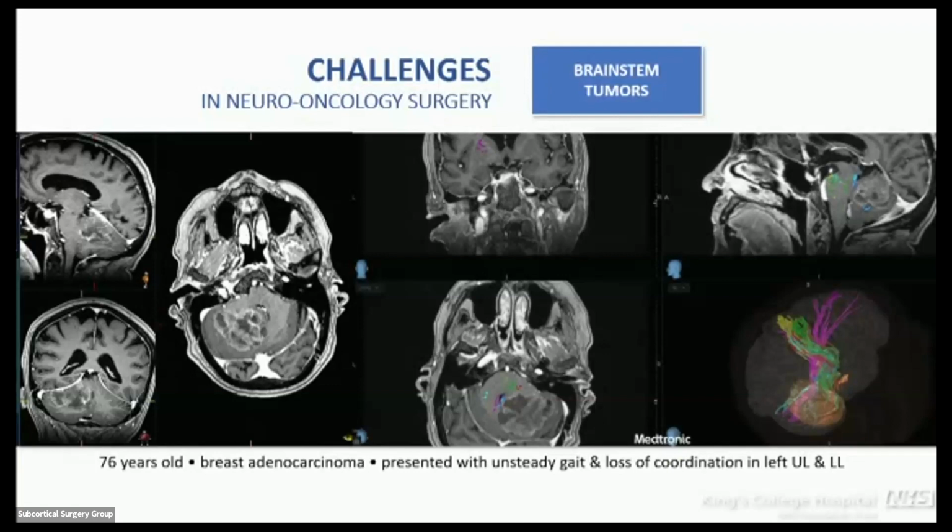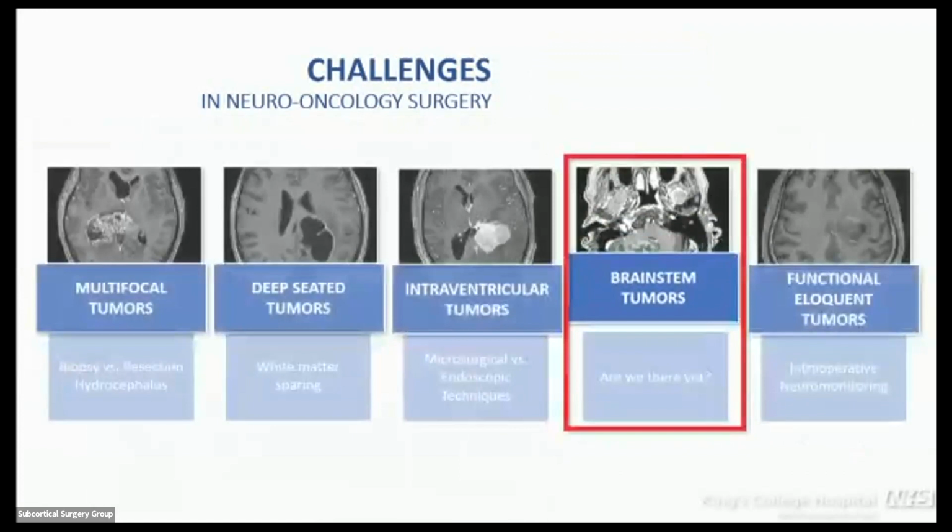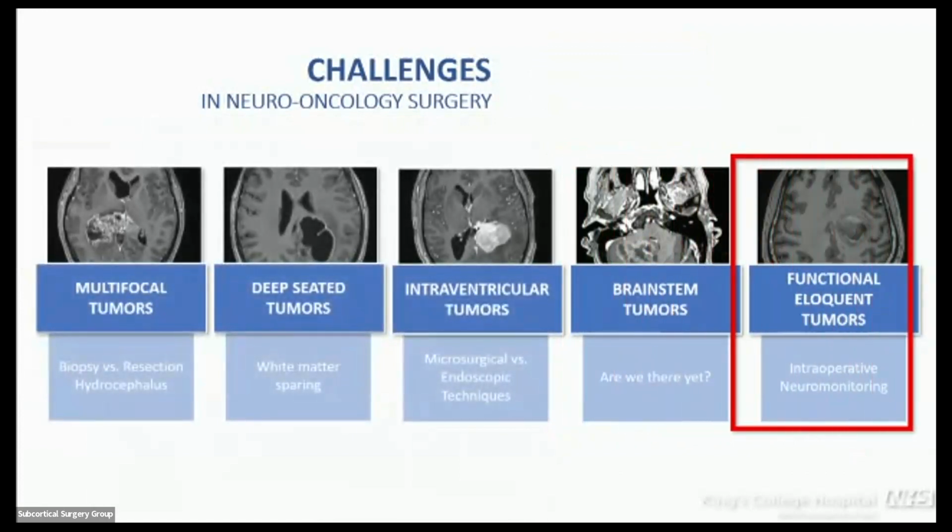you can see again the DTI. We identified the cerebello-dentato-thalamic tract. We had a very good resection of the lesion with MIPS via the posterior fossa, and again, no restriction of diffusion. The patient did very well and received whole brain radiation afterwards for the rest of the lesions.